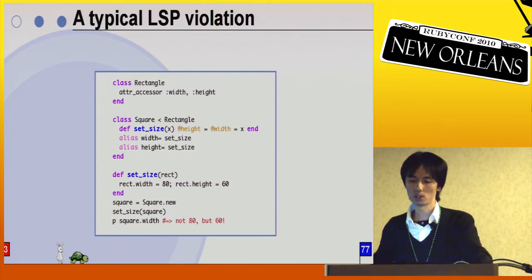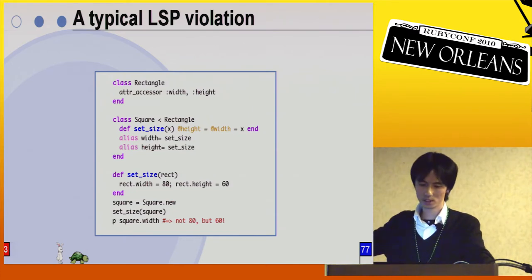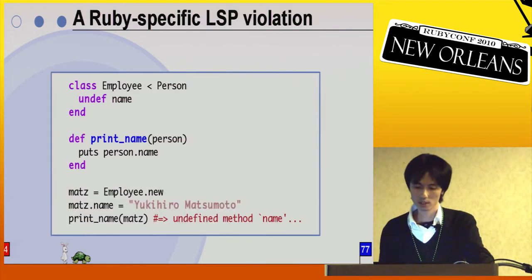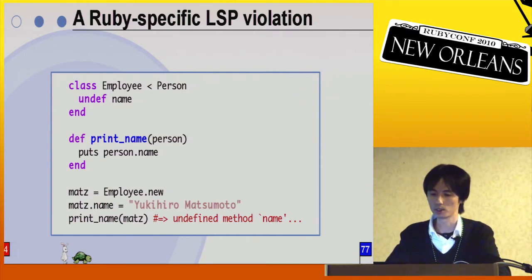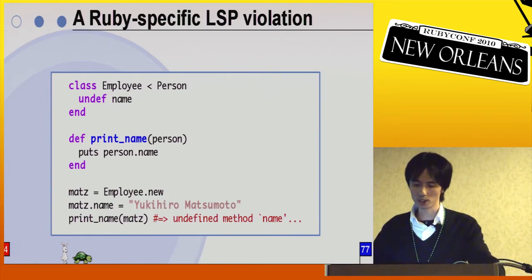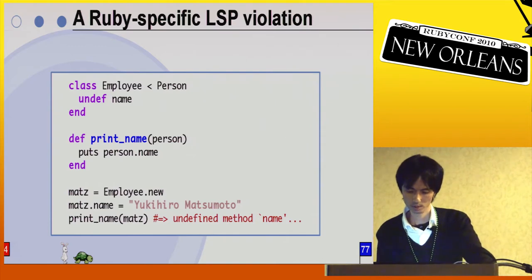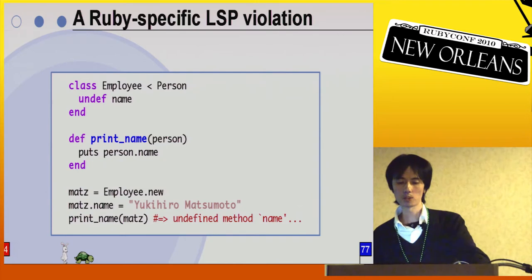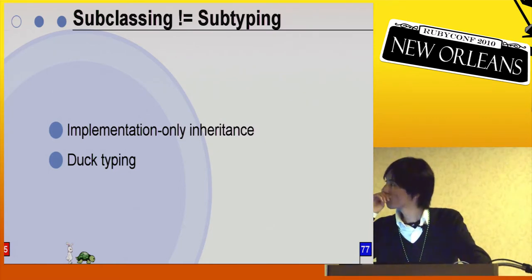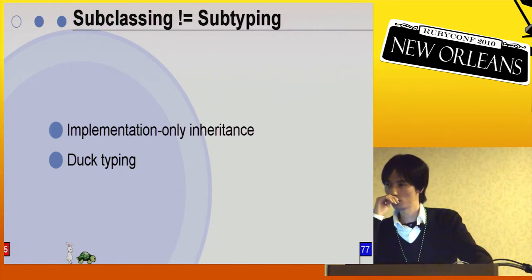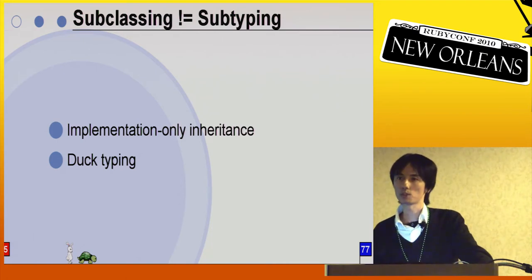This example can also happen in Java. The interface of square is the same as rectangle, but behavior of set size is not compatible. This is a Ruby specific LSP violation. Ruby has undef, so if you undef the name attribute, the method printName will be wrong. In Ruby, subclassing is not subtyping. Subtyping means interface inheritance, but there is no interface inheritance in Ruby. Ruby supports duck typing, so subclassing is not important for interfaces.